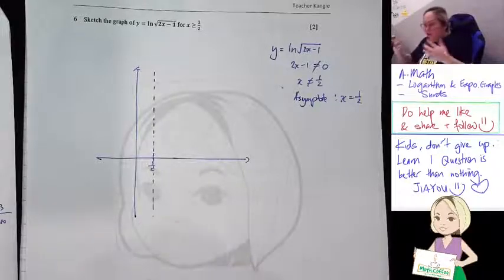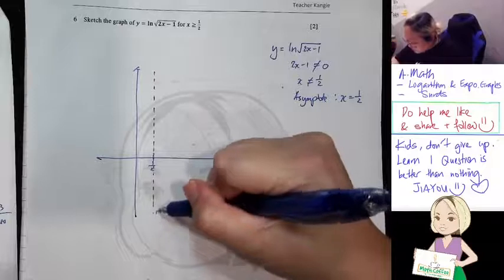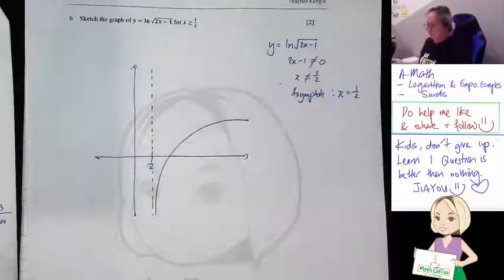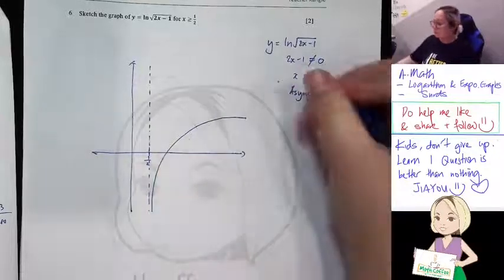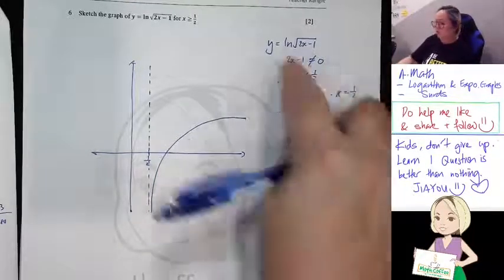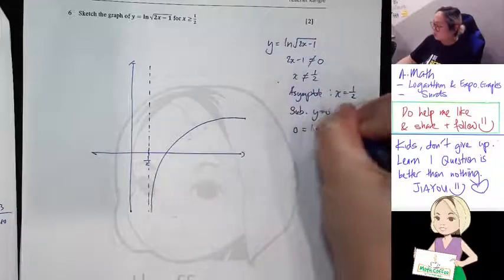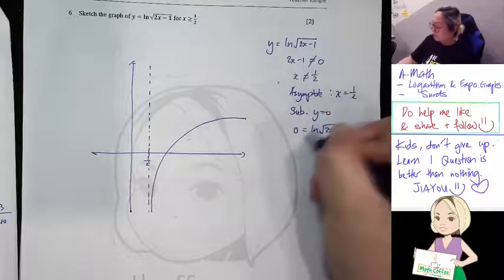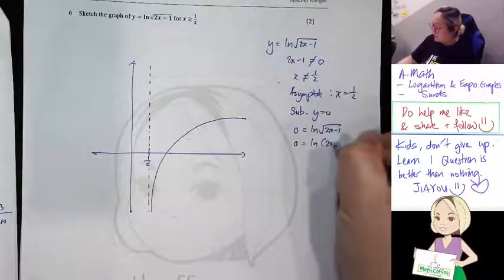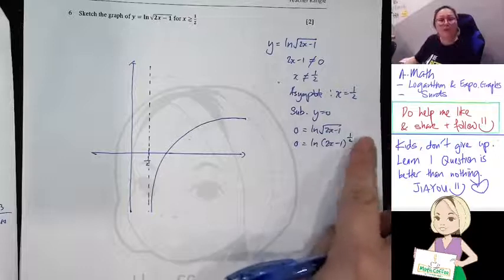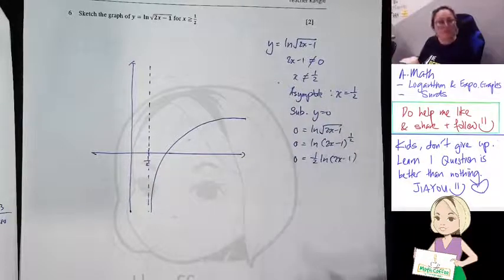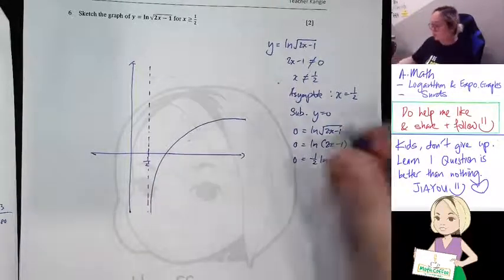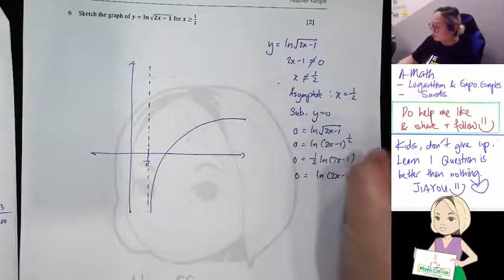Again, it's the same shape. You cannot cut through this asymptote, and then you draw this shape. So now the question is, what is the point here? This is the x-intercept. The x-intercept is where y equals 0, correct? So you can sub y equals 0 and solve. 0 equals ln square root 2x minus 1. 0 equals ln (2x minus 1) to the power of half. Bring down the half, so it becomes 0 equals half ln (2x minus 1). Divide by half. 0 divided by half is 0. So 0 equals ln (2x minus 1).